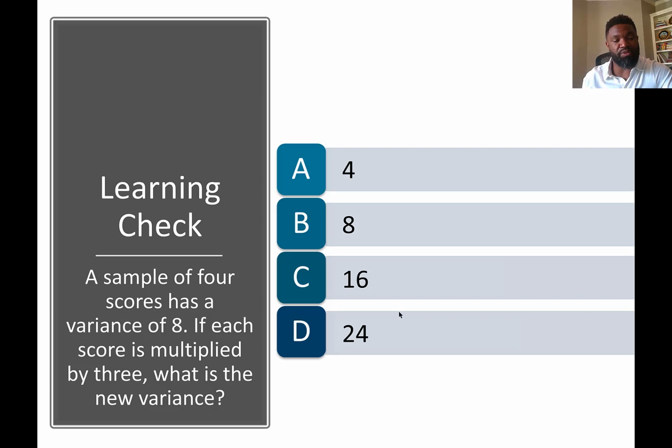If each of these scores was multiplied by 3, what would the new variance be? Well, remember, we learned 2 rules about the variability and the variance, right? The variance is not affected by addition and subtraction, but it is affected by multiplication and division of all the scores. And so if I multiplied all of the scores by 3, and the variance was 8 before, it's going to be 8 times 3 now, which should be 24.